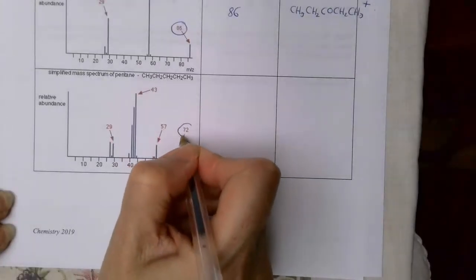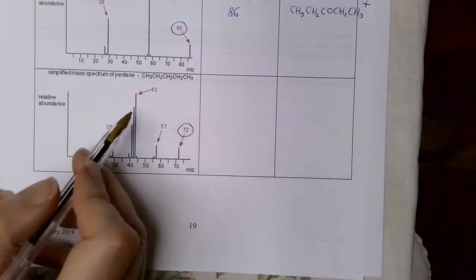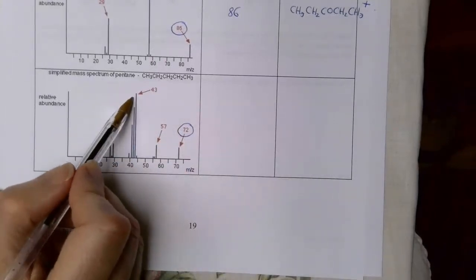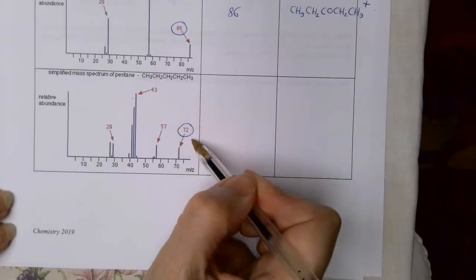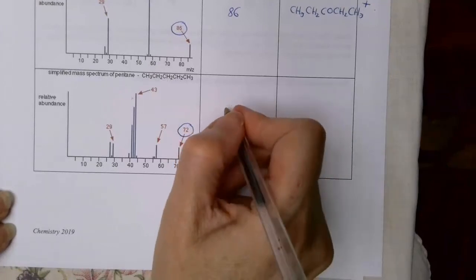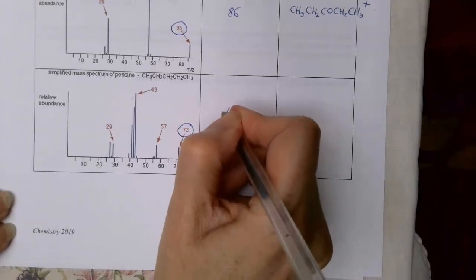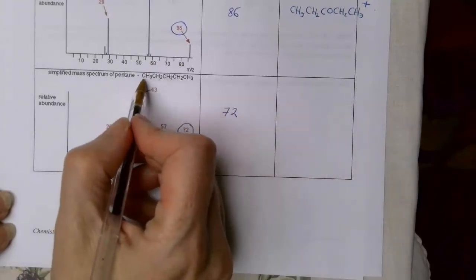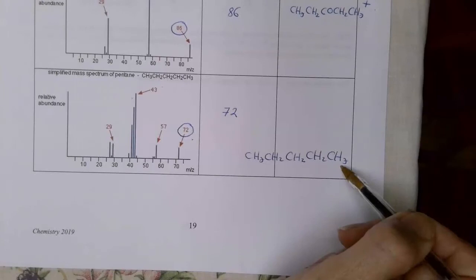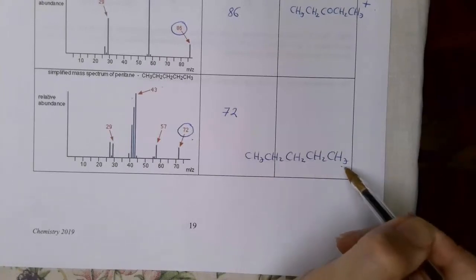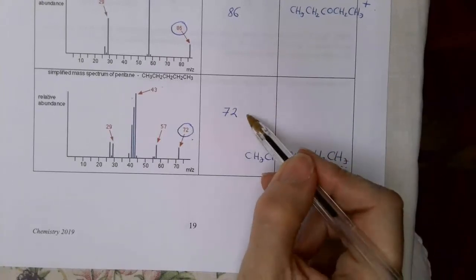And the last one is here, 72. Remember, it's not the most abundant peak I'm looking for in this case. It is the one with the largest m/z value, because that gives me the mass of the molecule. It gives me the RMM of the molecule. So here the RMM, or the mass of the molecular ion, is 72, and that relates to this compound here, pentane. And there's my pentane molecule. And if you add all of those up, you'll get back to 72.